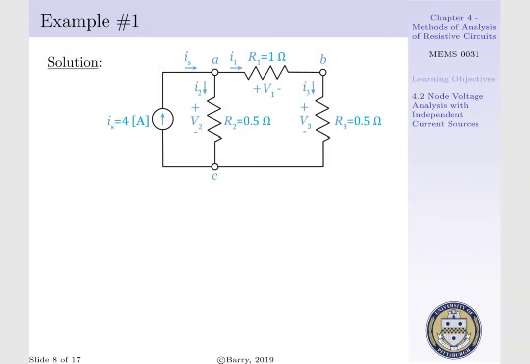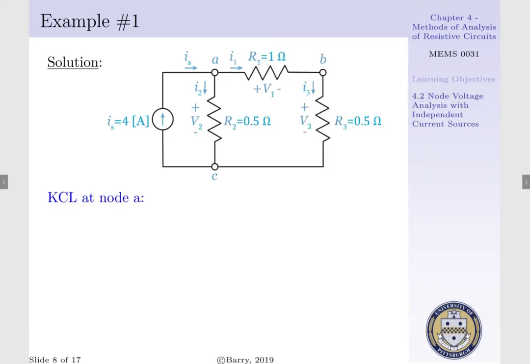Constructing our KCL equations, we'll start with node A. At node A, we have to recognize that we have 1 current entering and 2 currents exiting. That is, IS enters and I1 and I2 exit. Therefore, our KCL equation at node A is IS is equal to I1 plus I2. Next, we will construct our KCL equation at node B. At node B, we have 1 current entering and 1 current exiting. That is, we have I1 is equal to I3.